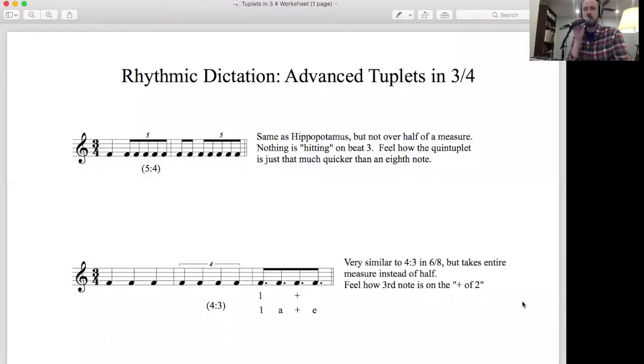All right, everybody, we're going to take some time to just look at what's coming in rhythmic dictation land. Our basic topic here is going to be looking at even more tuplets in 3/4 time. So that's sort of what's going on. I have a little worksheet for us to check out here. So let's go right to the worksheet and see what's going on.